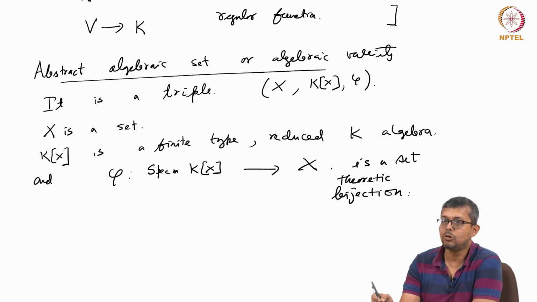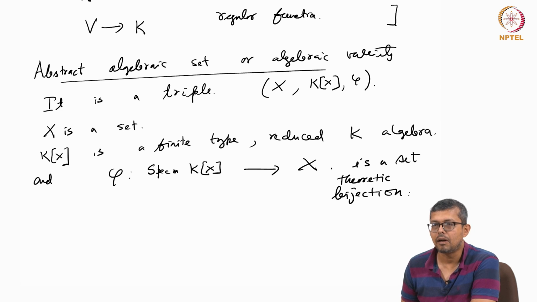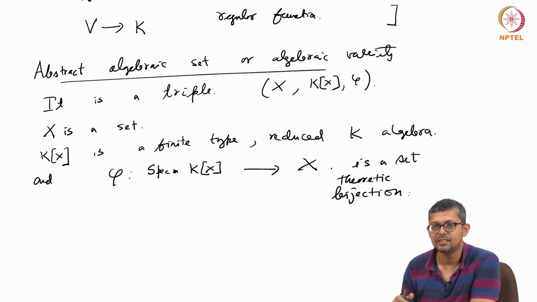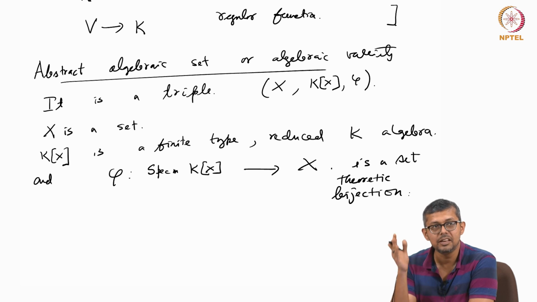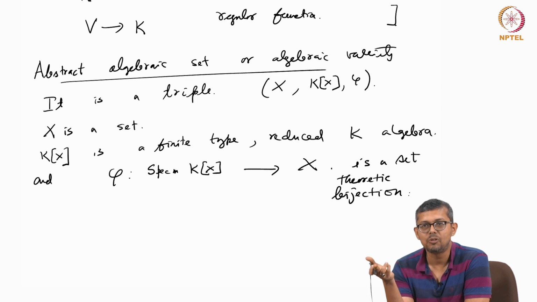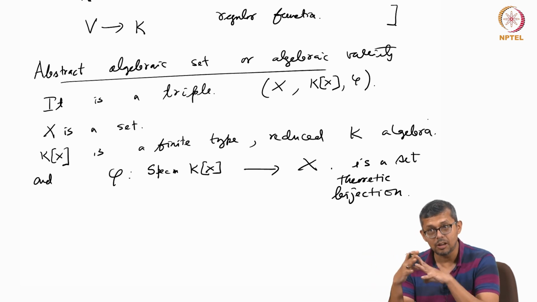So, Kx you do not think of as regular functions, I am not assuming X is embedded somewhere. X is just a set. Kx, apart from being a finite type reduced K algebra, you do not have any connection with that, but the only connection with X is this phi. You take the maximal ideals of Kx, just see Hilbert Nullstellensatz. If you started with X in Kn, An, consider the coordinate ring K[x1, x2, ..., xn] modulo Ix, you have this natural map. So now I am saying, you have this triple.